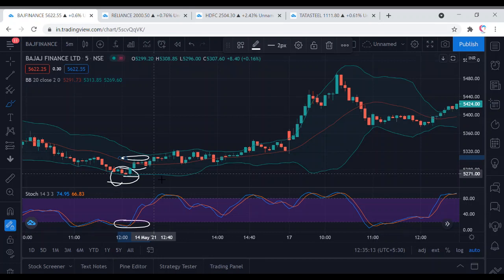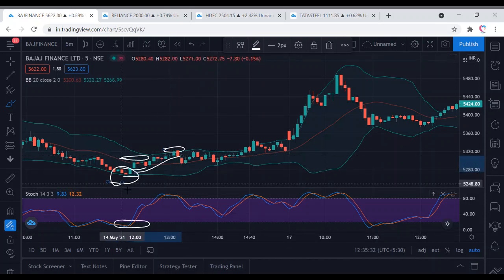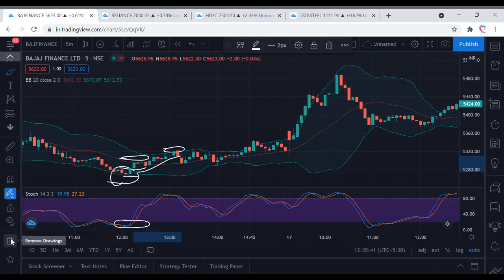If I was going for an intraday trade, I would have started trailing my stop loss, and when this price hit the upper Bollinger Band, I would have got out. So you can see, using this strategy, you would have got a really good 40-point profit with a 15 point stop loss. So this is a good 1 is to 3.2, 3.3 risk to reward ratio, which is very good in trading.